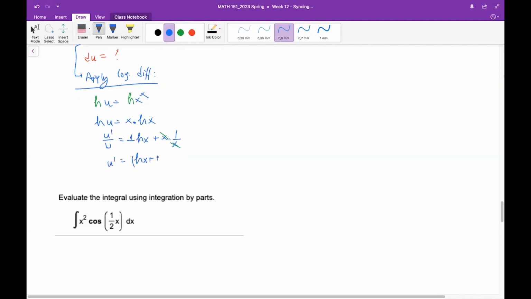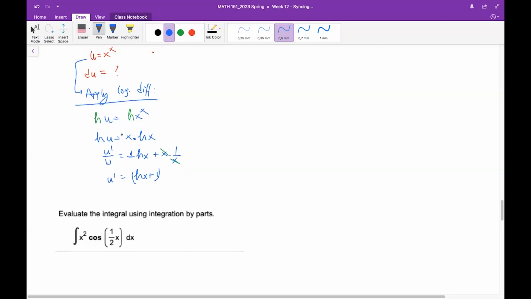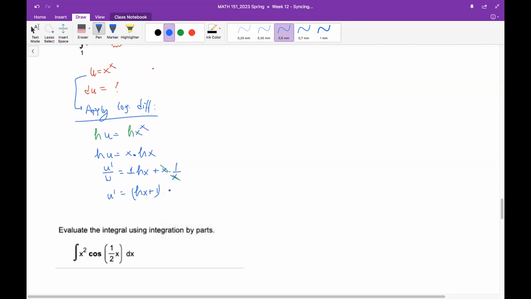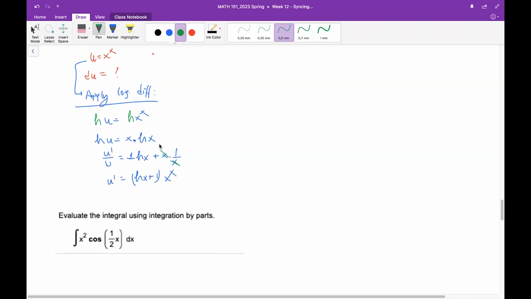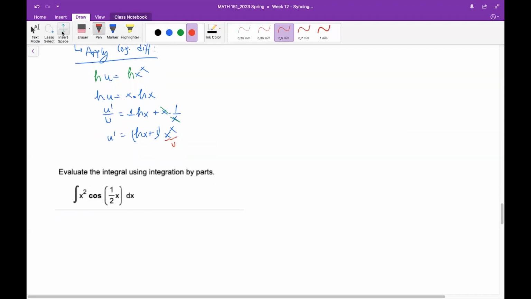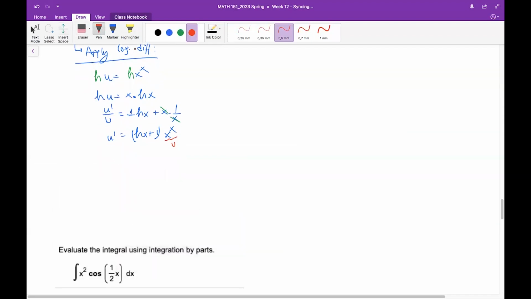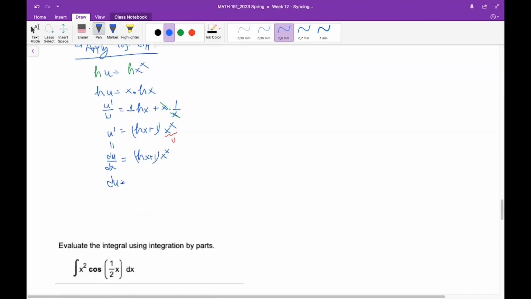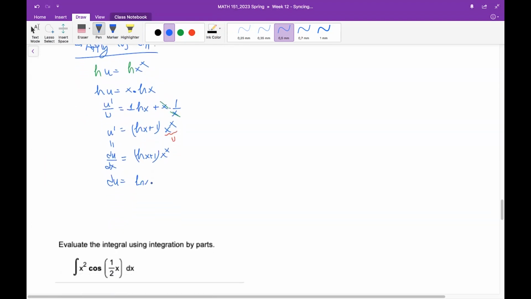ln x plus 1 times u, right? Where u is x to the power x. So this part comes from u. This is what u is. So let's change the notation from u prime to du over dx. You know, prime means the x derivative of the given function: ln x plus 1 times x to the power x. Then what is du? Remember, we were searching for du. So du is ln x plus 1 times x to the power x.